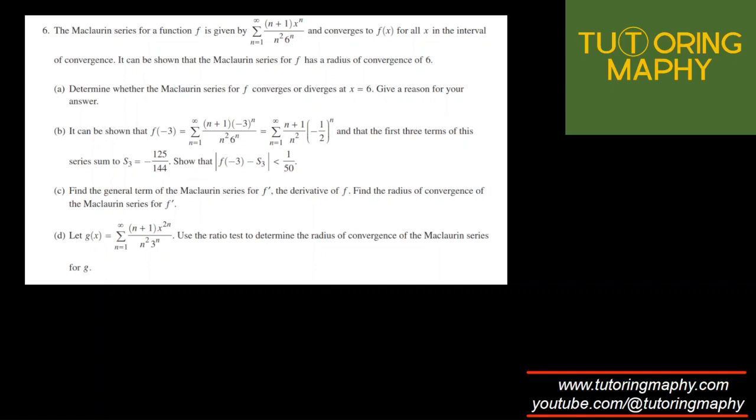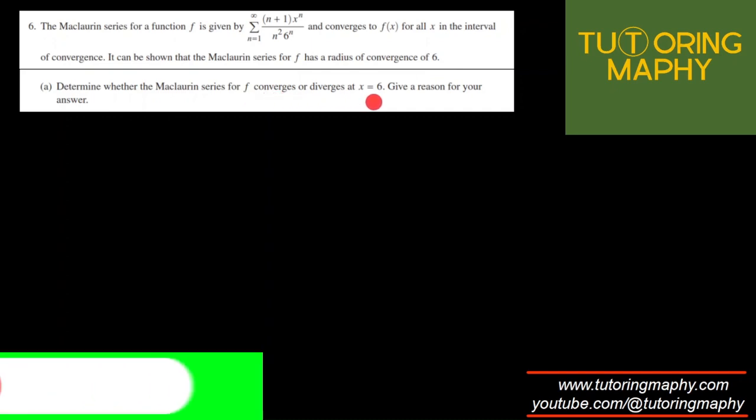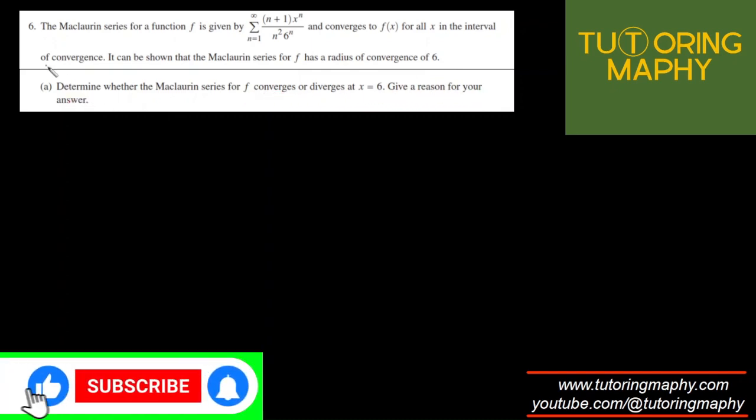All right, so the first question which we have is the Maclaurin series for the function is given by this and converges to f(x) for all x in the interval of convergence. It can be shown that the Maclaurin series for f has a radius of convergence of 6. Determine whether the Maclaurin series for f converges or diverges at 6. Give reason for your answer.